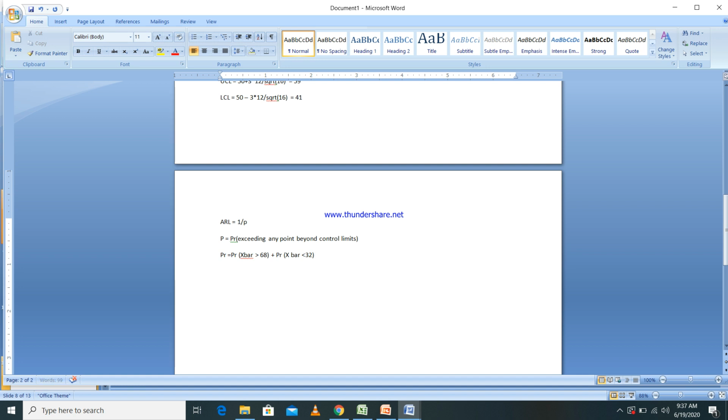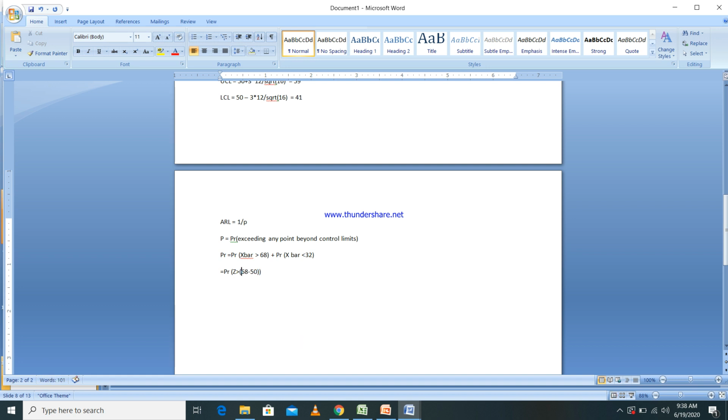So this one you can calculate, because we know the mean value is 50 and we know the standard deviation as well. For example, if you calculate the first one, you can convert this into the Z score. So you have Z greater than 68 minus the mu value, which is equal to 50, and the whole thing you have to divide by the standard deviation.